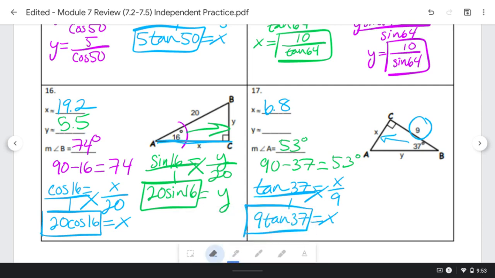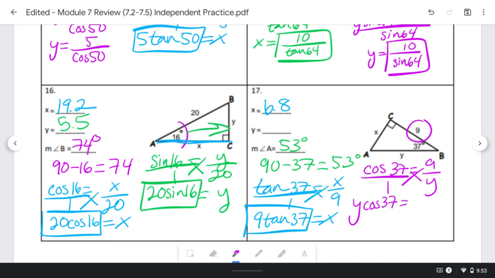And lastly, we have y to solve for. And again, I want to make sure that I use 9 because that's going to help me be more accurate in my answer. So 9 is adjacent to 37. Y is the hypotenuse. So cosine of 37 equals 9 over y. Put this over 1, cross multiply. Y cosine of 37 equals 9. Divide both sides by the cosine of 37. That's what you'll plug into your calculator: 9 divided by cosine of 37. And if you round to one decimal place, you will get 11.3.